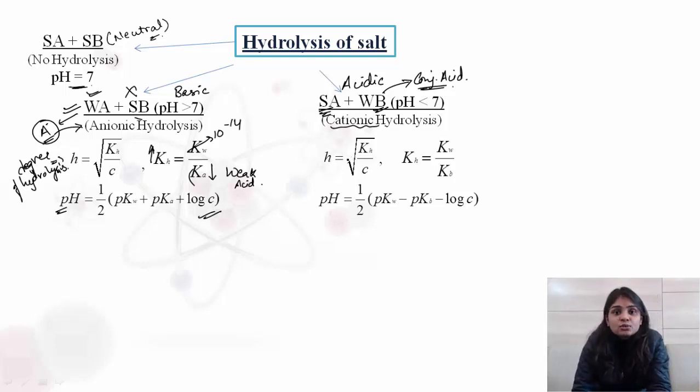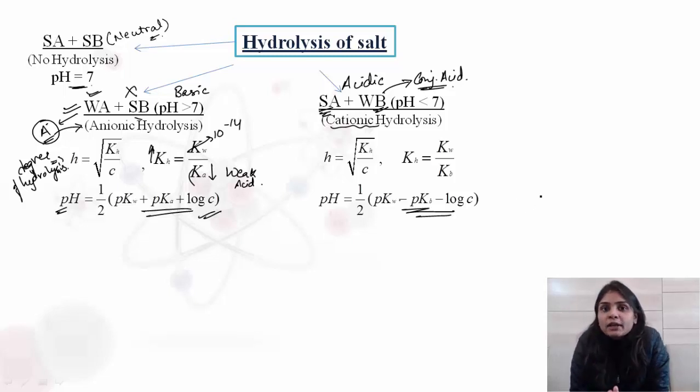You can see h is root Kh by C, Kh is Kw by Kb, and pH, you can see, is half of pKw minus pKb minus log C. Now you can see the difference in these formulas. Here everything is positive, and in this case you just have to remember that you have to use minus pKb minus log C. Clear? Rest everything is the same.